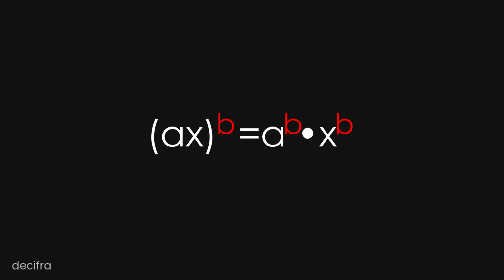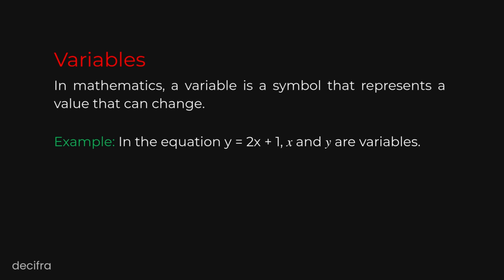So, what is a variable? A variable is simply a symbol like x, y, z, alpha, beta that represents a value. But the important part is the actual value can change depending on the situation. It is like a placeholder.